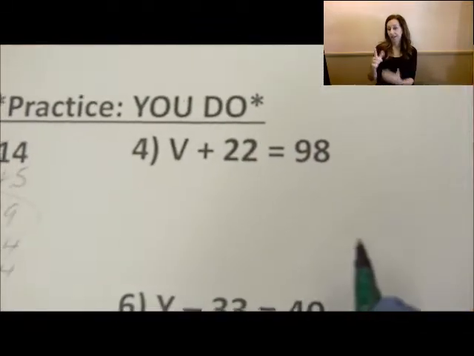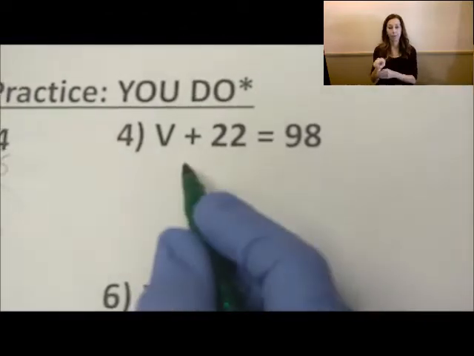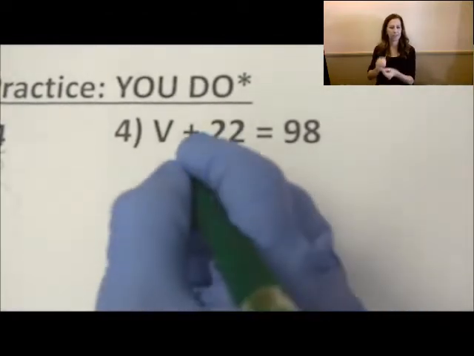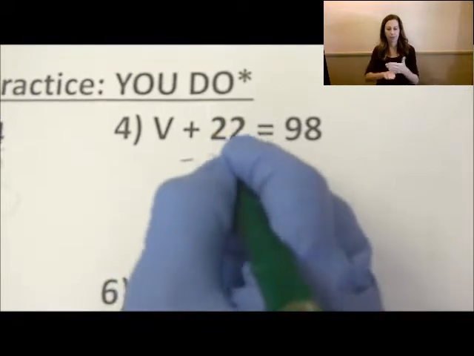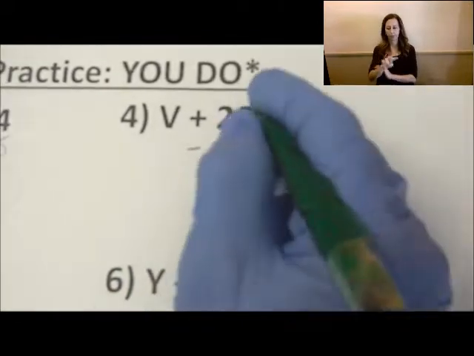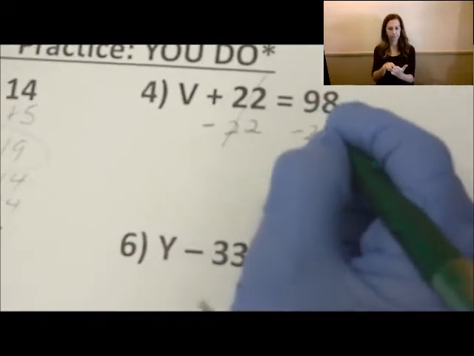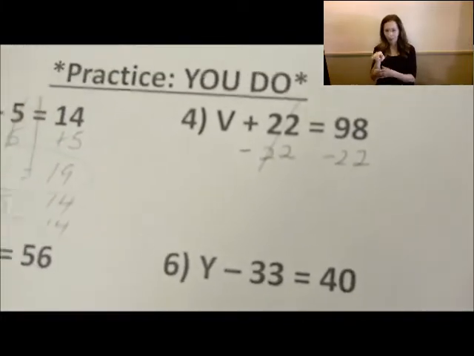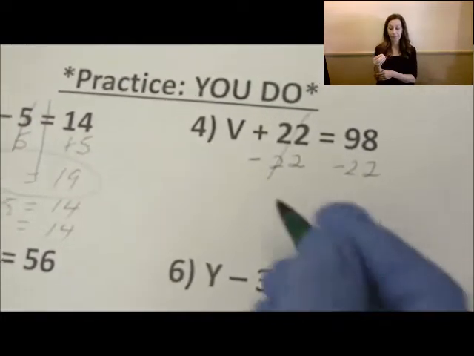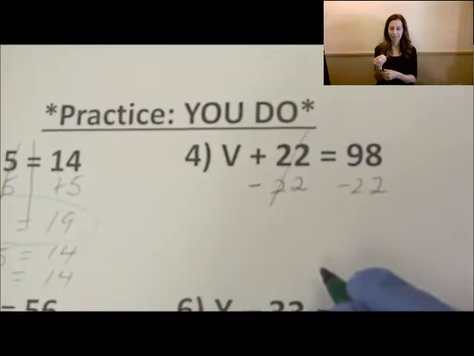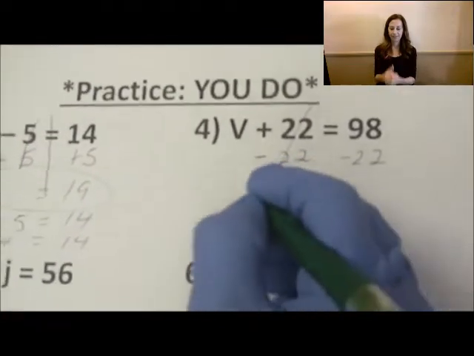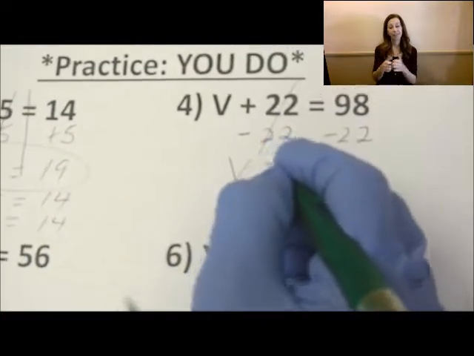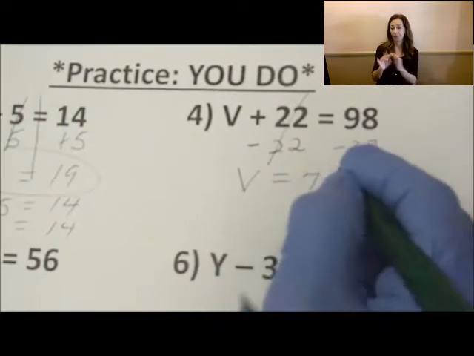V plus 22 equals 98. Here we have addition, so we're going to have to subtract. So we're subtracting 22 here, that cancels, 22 here, and that will leave us with V equals 76.